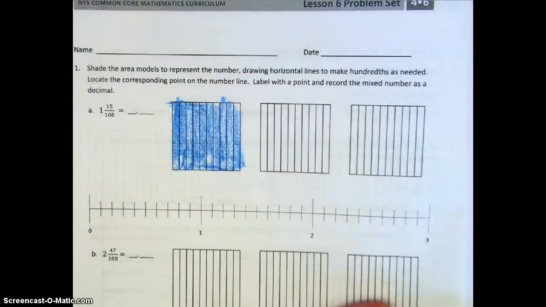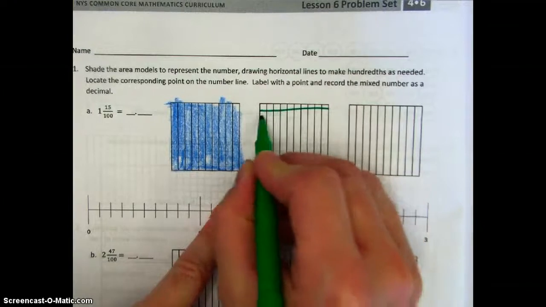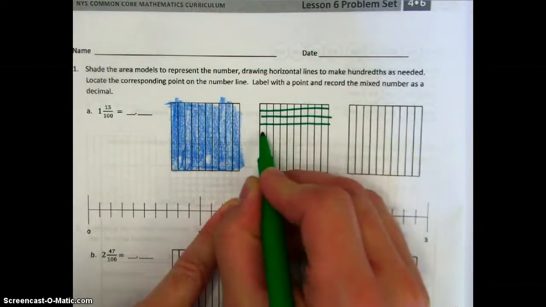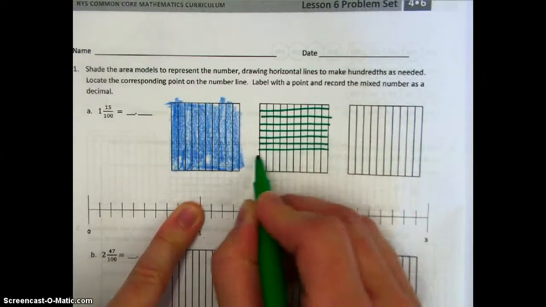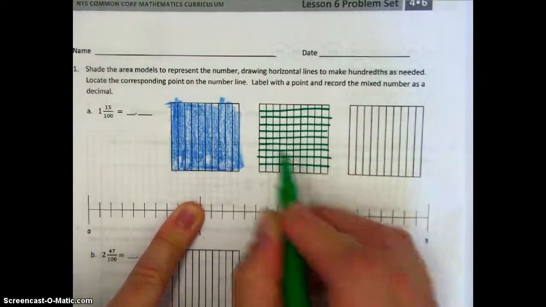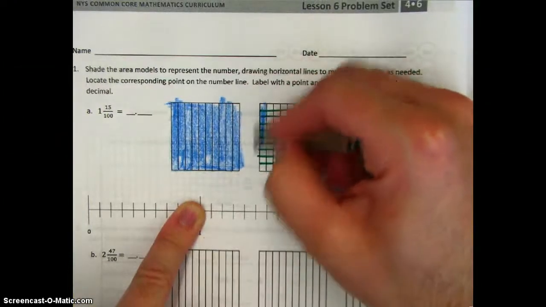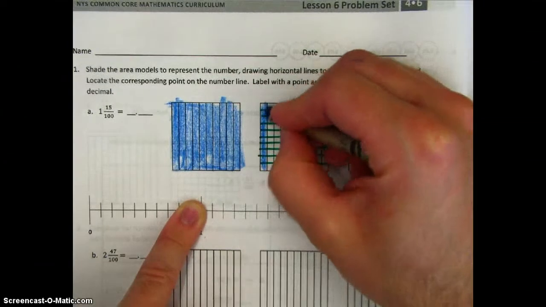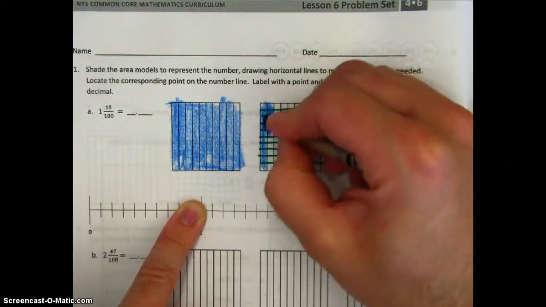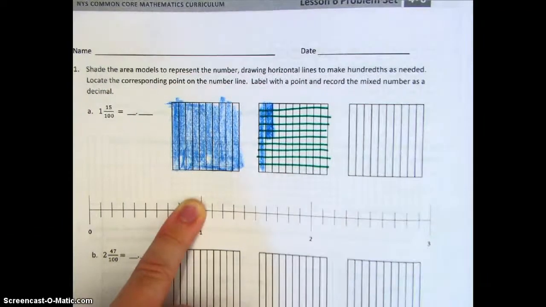Now we can see that we have 15 hundredths. So now we need to take our pencil and create horizontal lines to create our hundredths. Okay. Now we see that we have 15 hundredths. So we know that we need to make a tenth and then 5 more hundredths.